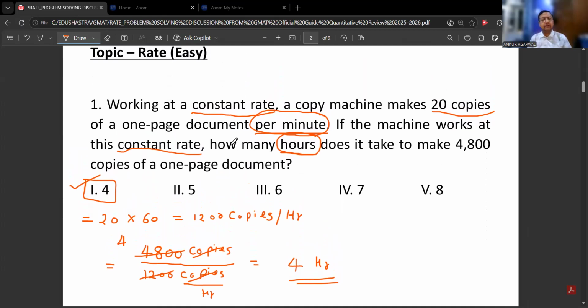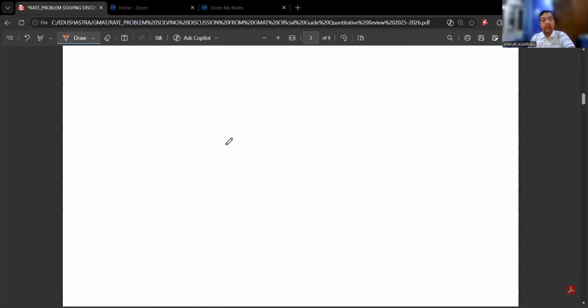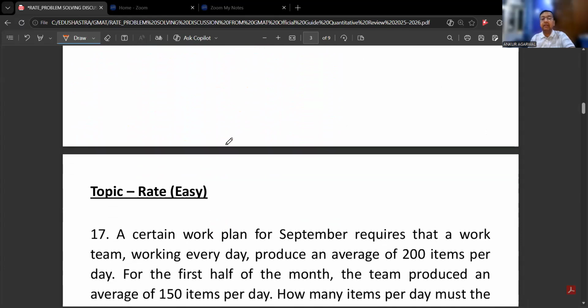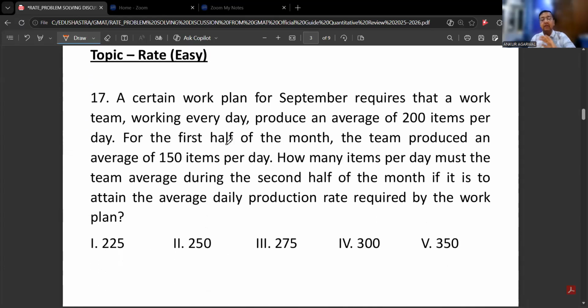So this is the very first question for you. And yes, now coming up with the second question based on the rate. As I told you earlier, we will be understanding one concept per session, right? One concept per session. Again, this is based on the rate.